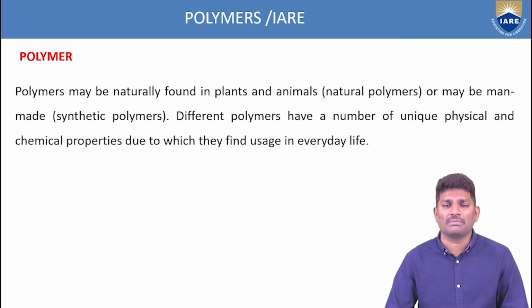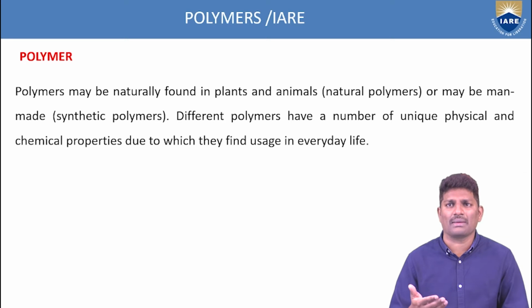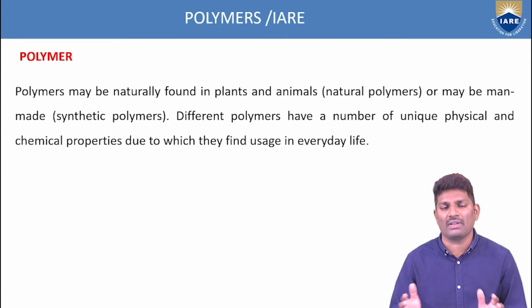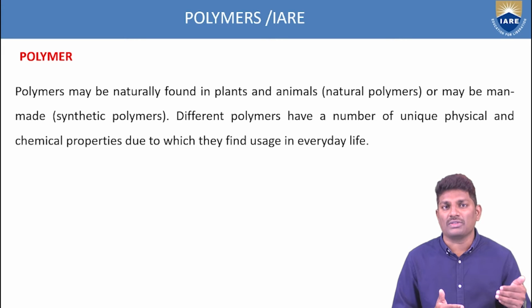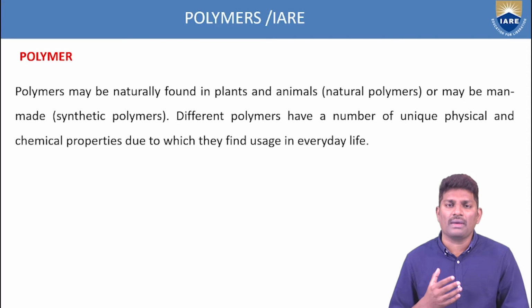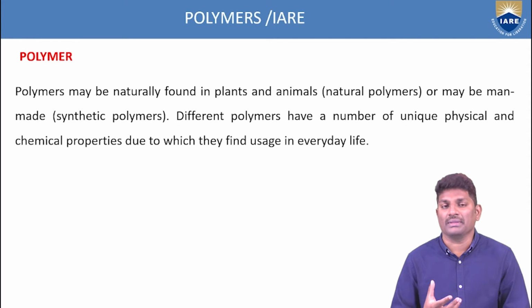Now polymers may be found naturally. Where can you find polymers in nature? In plants and animals. Wherever polymers are available naturally from plants as well as animals, that type of polymer comes under the category of natural polymers. Another category is man-made. Whatever polymers we prepare, the man-made materials, come under the synthetic type of polymers.